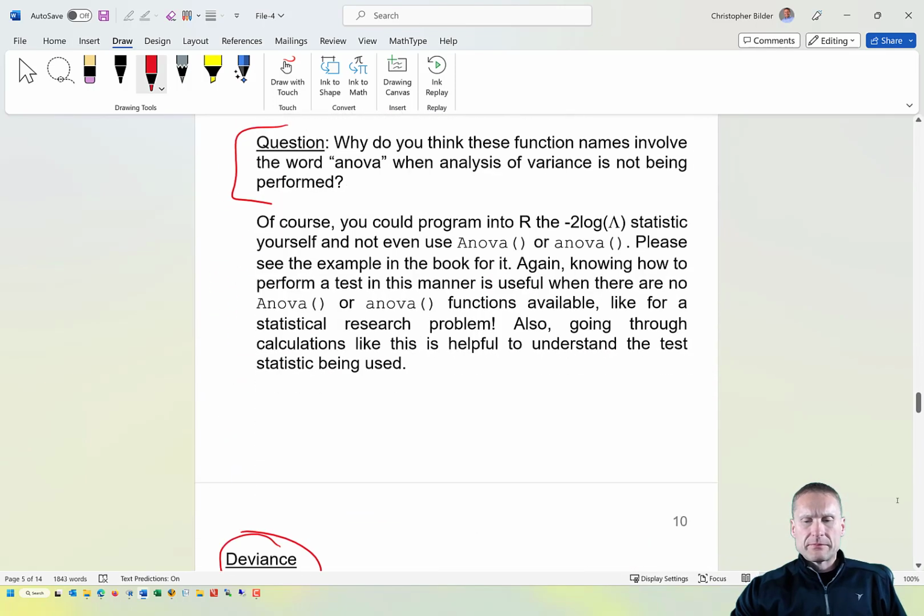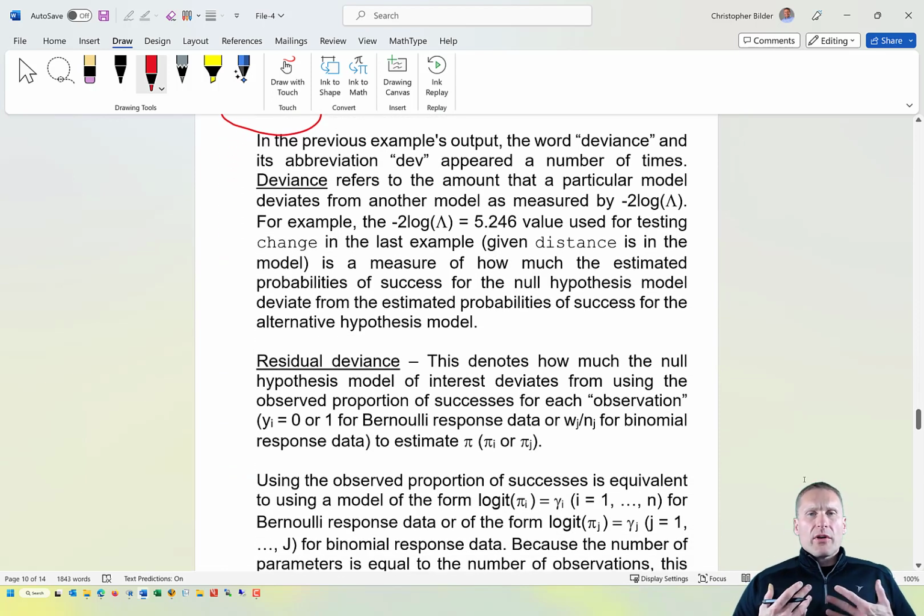The word deviance is used in statistics to refer to the amount that a particular model deviates from another model, using our -2 log lambda statistic. So we're doing hypothesis testing. We're interested in how the null hypothesis model deviates from the alternative hypothesis model. We numerically measure this deviance with a -2 log lambda statistic so that we can perform a likelihood ratio test. So, for example, when we are testing change, the -2 log lambda statistic could be referred to as a deviance statistic.